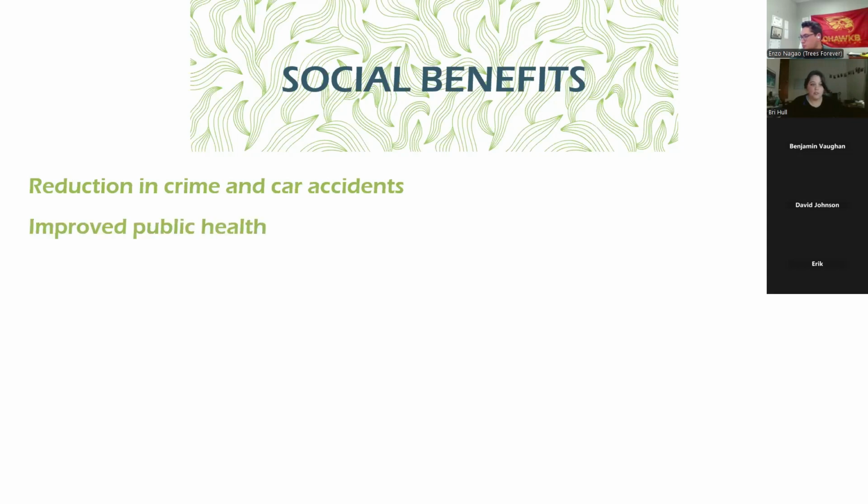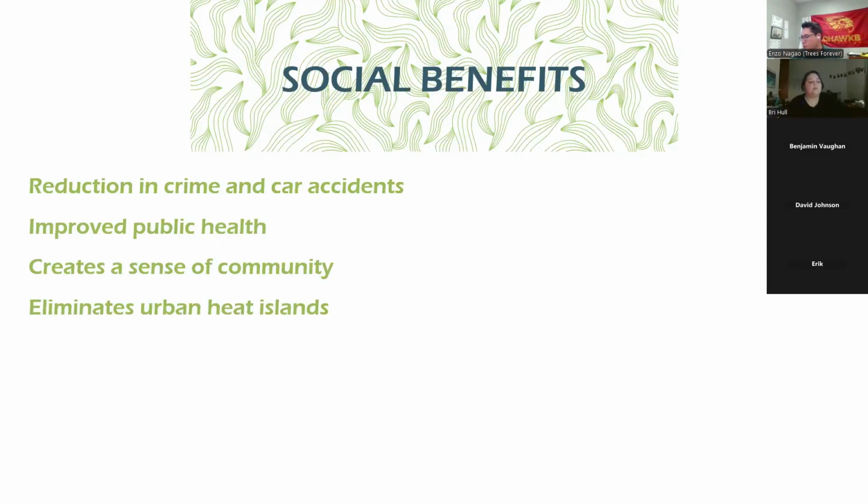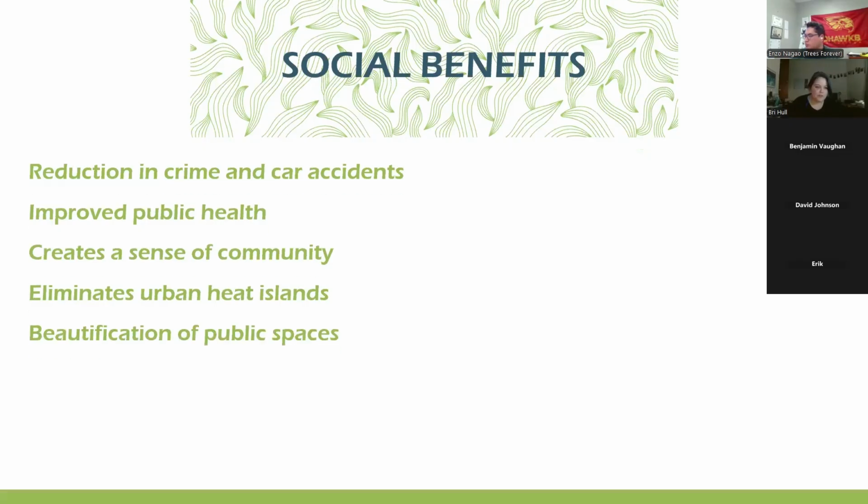Now onto those social benefits. Research has found that there is a reduction in crime and car accidents. I'm forgetting the phrase now, but there is actually a 2 or 3 word phrase to encapsulate this, and it's really interesting to think about. There's also improved public health. It also helps you create that sense of community, whether it's through planting or through the actual presence of those trees. Then there's elimination of urban heat islands, and of course the beautification of public spaces.